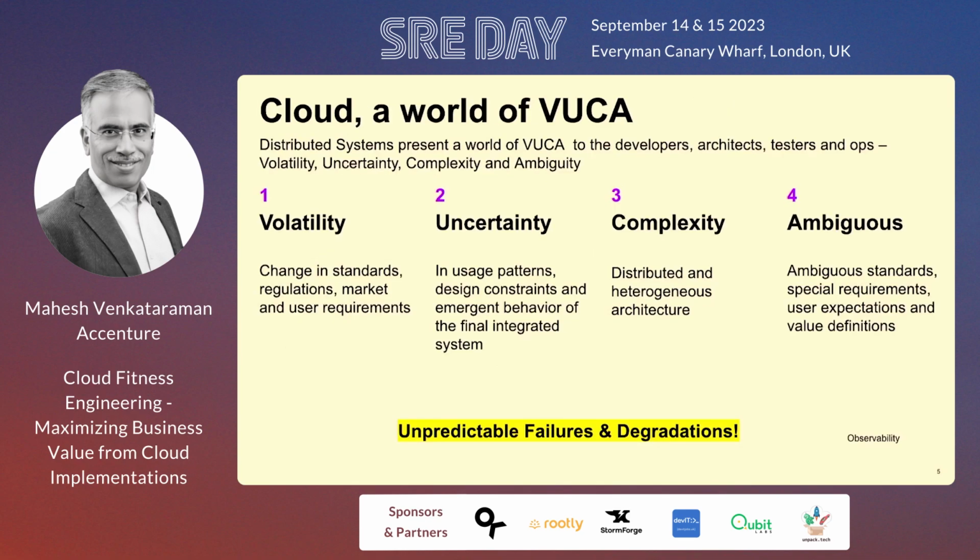Now, the key challenge is cloud is distributed, heterogeneous, asynchronous, message driven, event driven. It exhibits a high degree of uncertainty. Cloud is a world of VUCA: volatility, variability, uncertainty, complexity, and very ambiguous. And the failures are very unpredictable. Every time you figure out, oh, this is a pattern of failure, then that pattern doesn't appear. Something else appears.